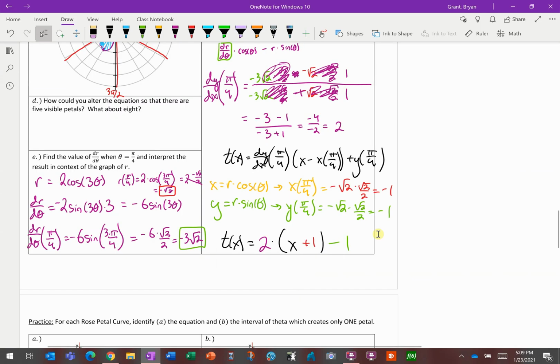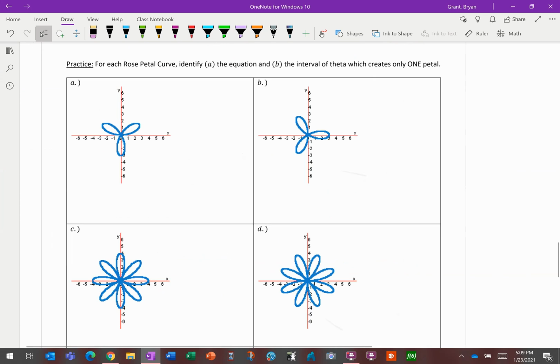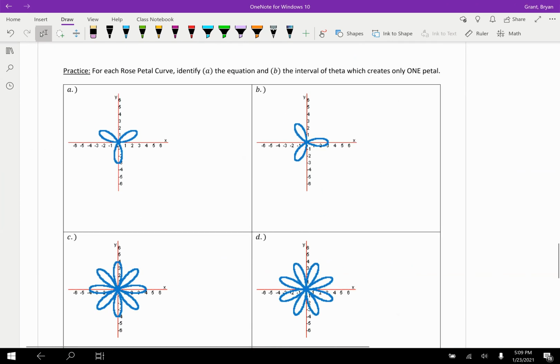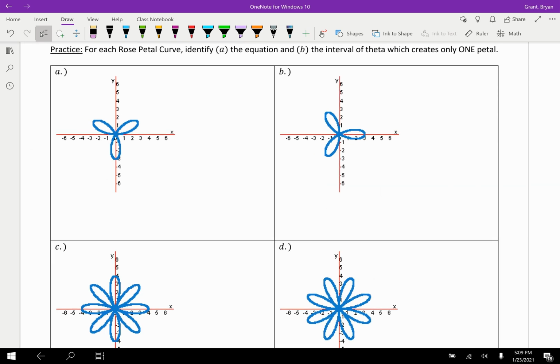Now again, you're probably saying, how much of this do we need to do? Not that much. And in fact, on your practice for today, it's even faster. The practice asks you to identify an equation and find the interval of theta, which creates only one petal, which is way less work than we've done so far.